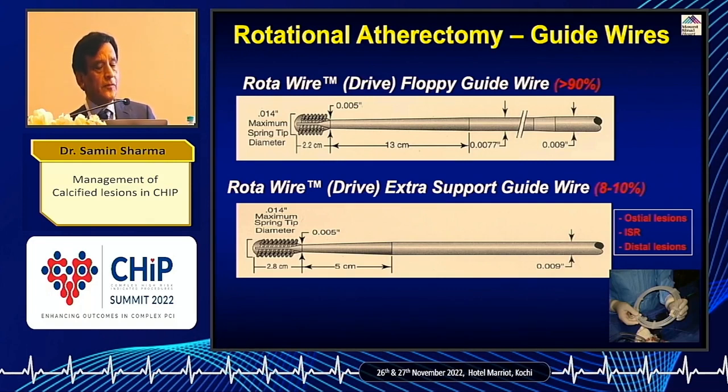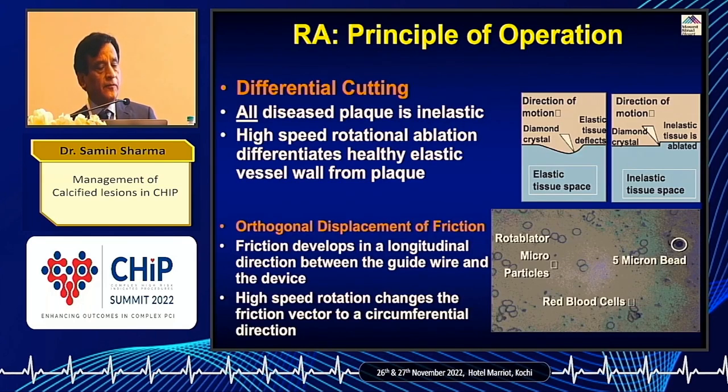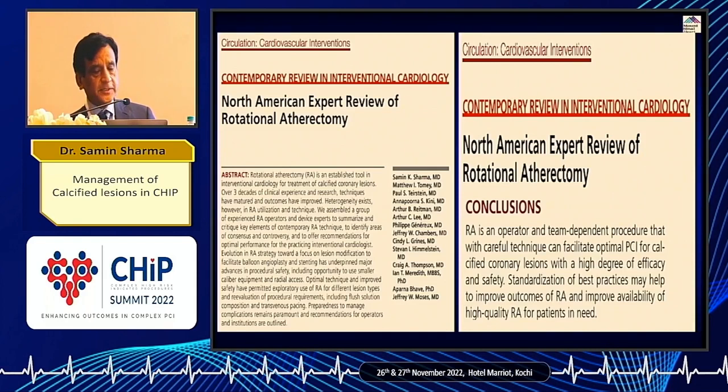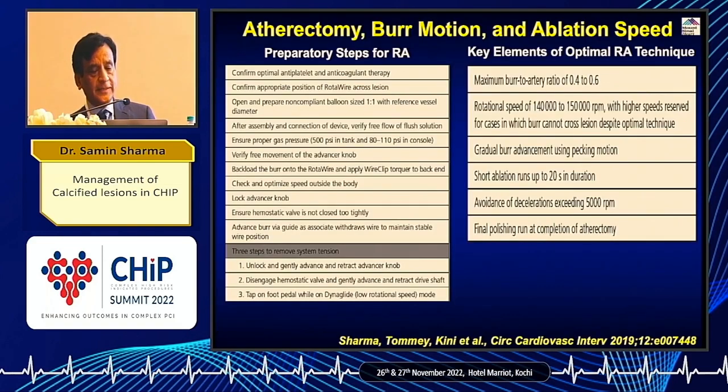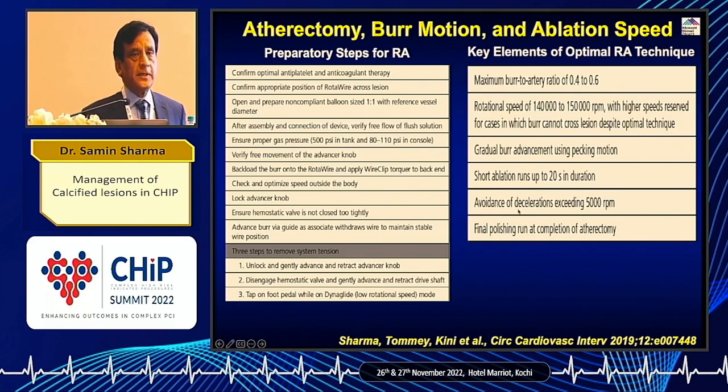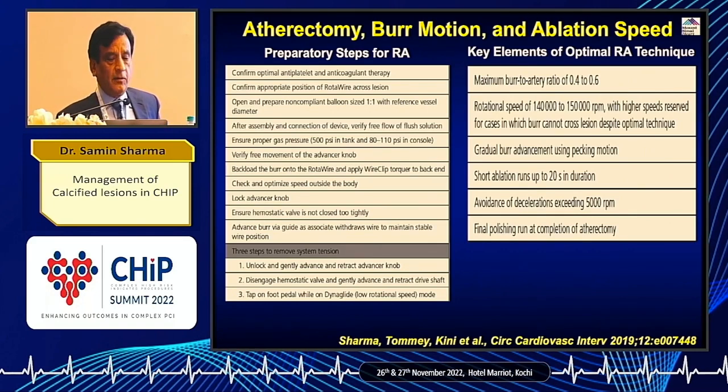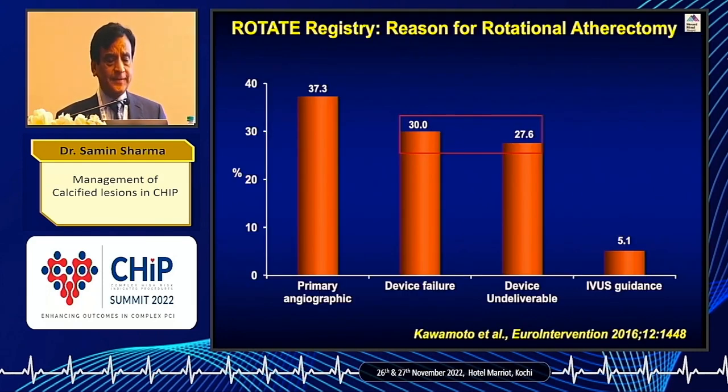Now there is a new RotaWire Drive, a little more floppy, more flexible, and of course use a floppy versus a support guide wire in ostial lesions, ISR and distal lesions. And of course it works with, as I mentioned, the differential cutting principle. We have a nice review article about rotational atherectomy with the various expert panel, going through various steps, including the technique, and who should do it and how to avoid various complications, which were talked about, slow flow, burr entrapment, and all those. A very extensive, detailed discussion about atherectomy techniques in this paper.